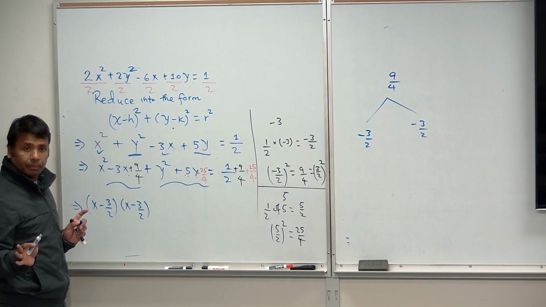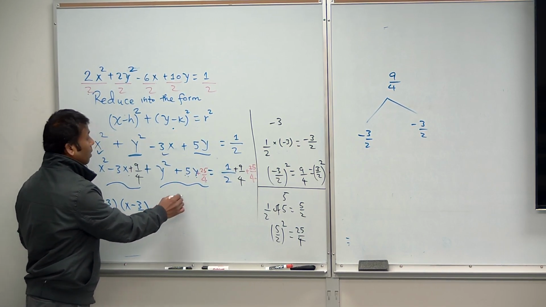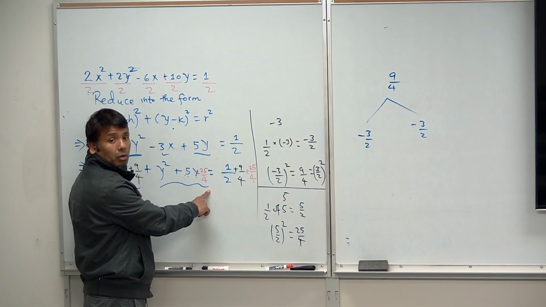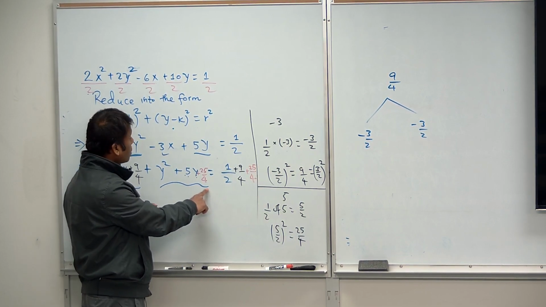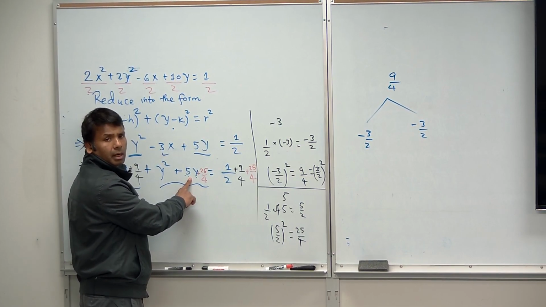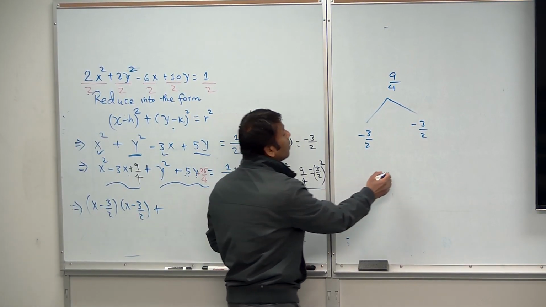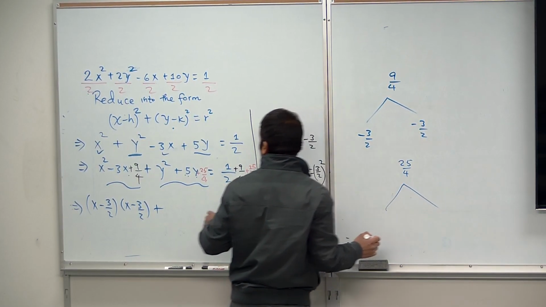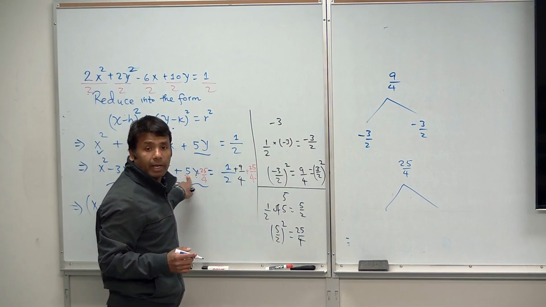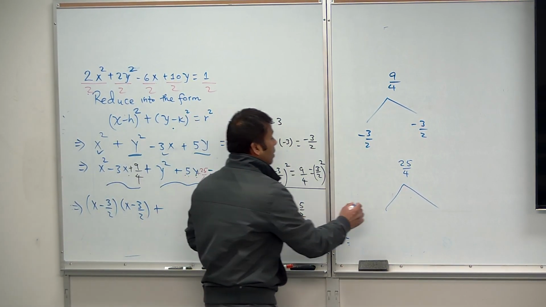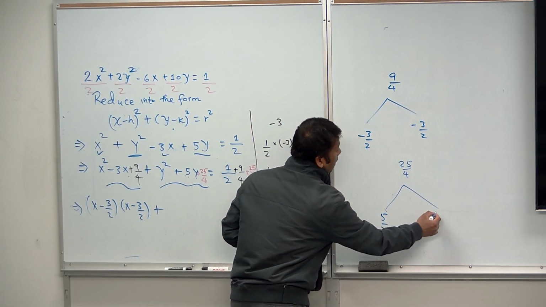Yes? Now look here. So we need to find the factors of 25 over 4 such that the sum is positive 5. Are you guys with me? So you need to find the factors of 25 over 4 so that the sum is what? Positive 5. What are they? 5 over 2. Yes. So 5 over 2 and 5 over 2.